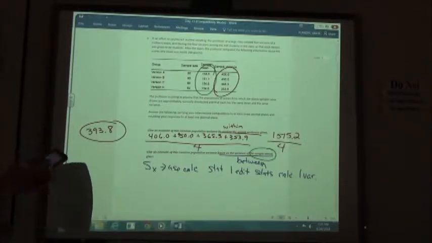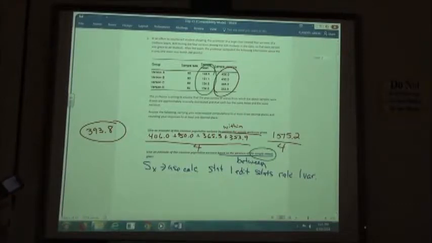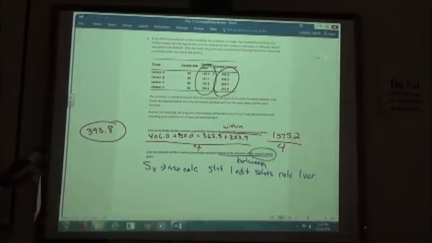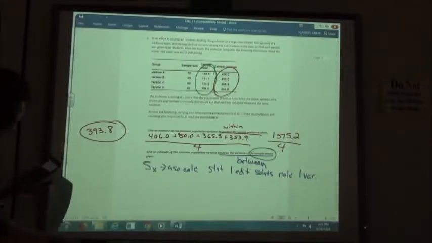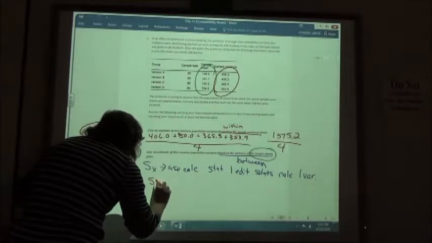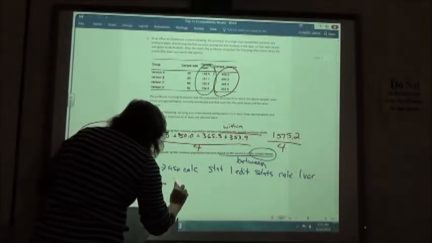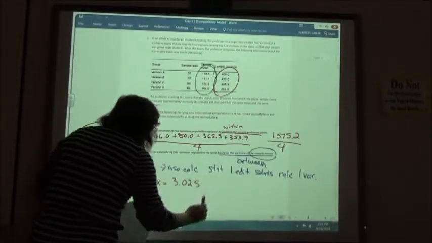I then hit stat, go over to calculate, hit number 1 for the one variable statistics. List 1 should be there unless you have the older calculator. Then just cursor through, and then you're going to look down. It's the 4th one down, the S of X, the sample standard deviation. So rounding that off to 3 decimal places, S of X is equal to 3.025.